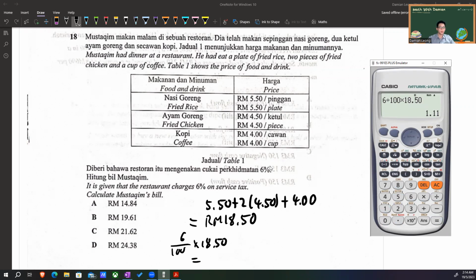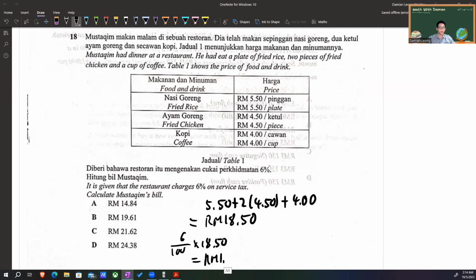Then you get 1 ringgit and 11 cents. So total will be 18.5 plus 1.11, which is 19 ringgit and 61 cents. Answer B.